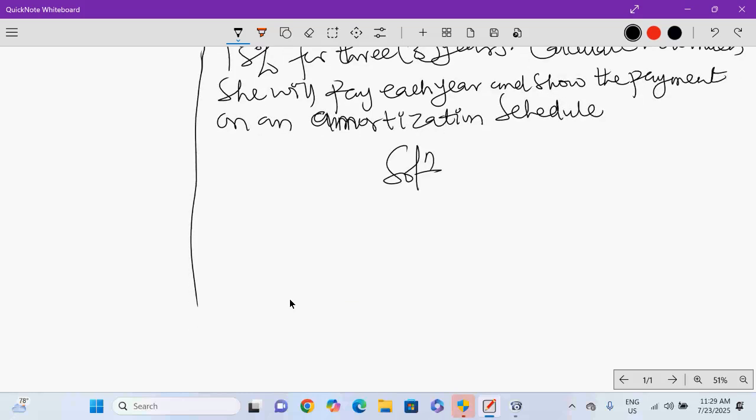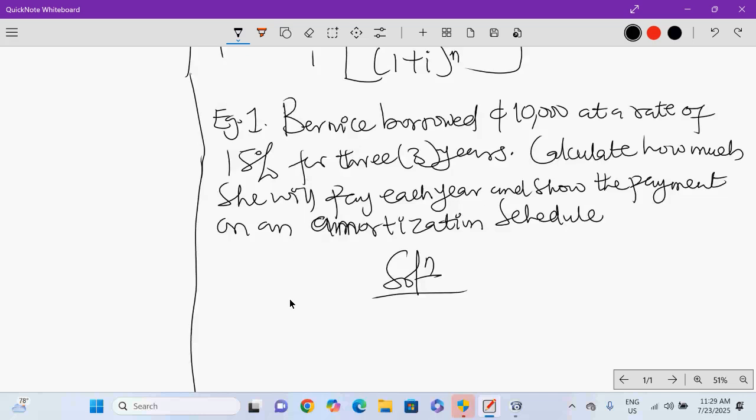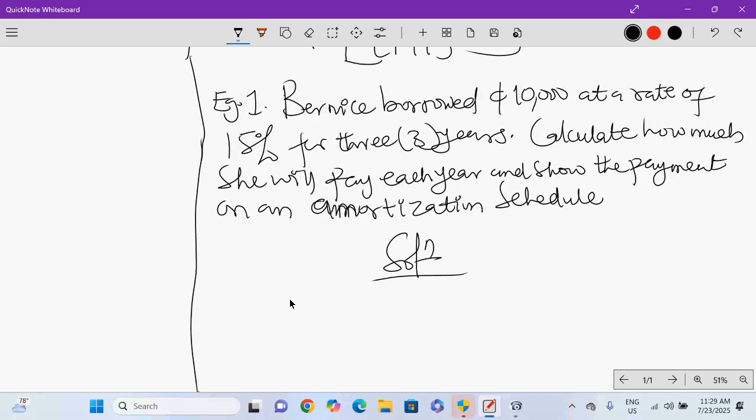So, solution. Let's look at how different the amortization schedule is from the sinking fund schedule. We can't borrow in the future, so we borrow now. Bennett borrowed 10,000, so that is the present value. I'm going to borrow now. That's the present value.